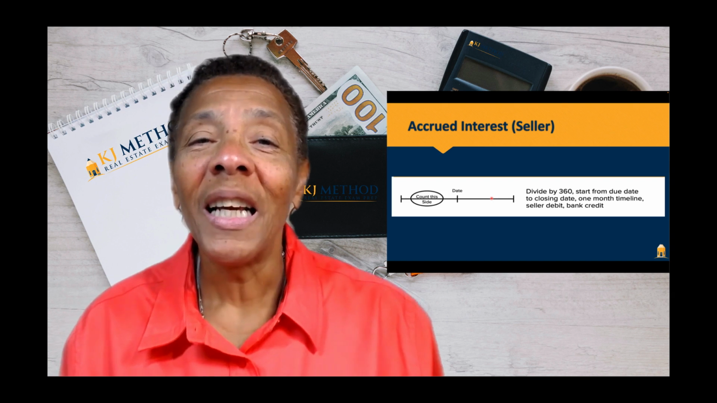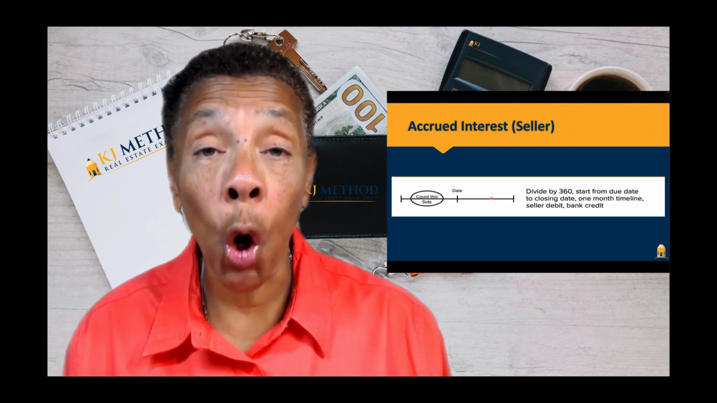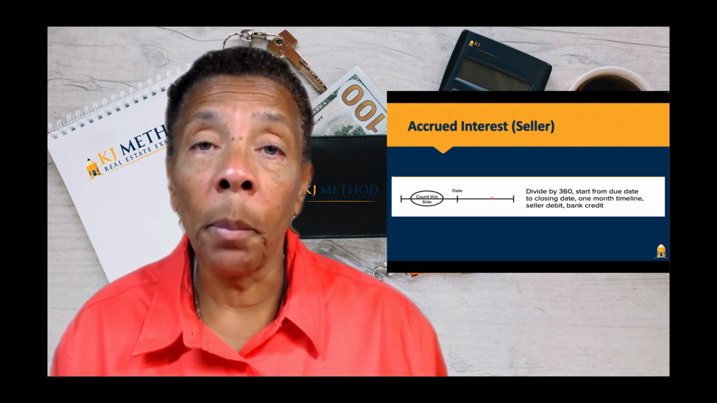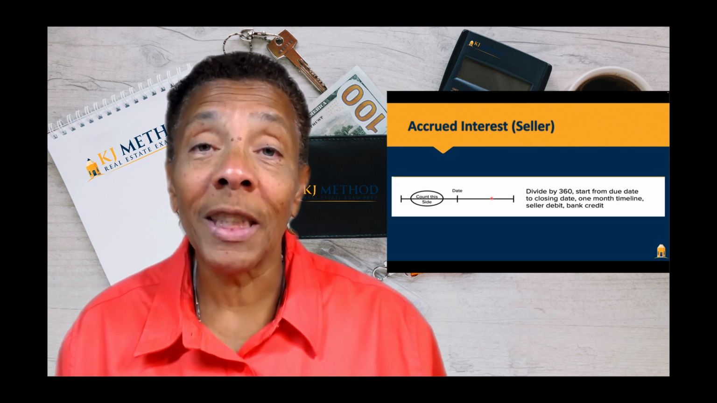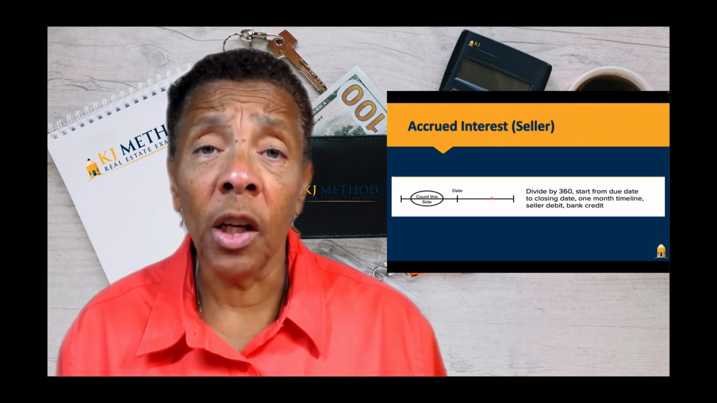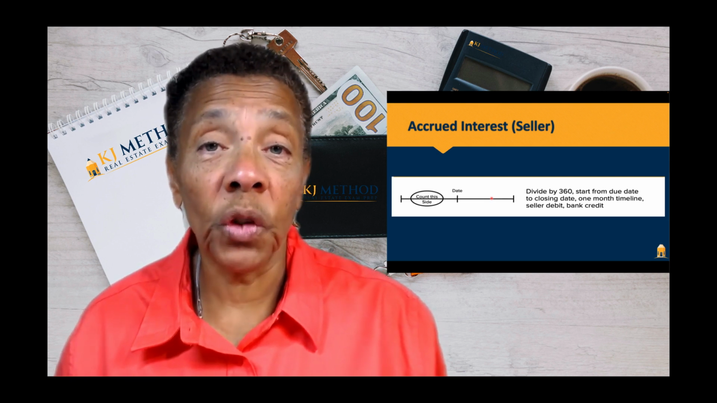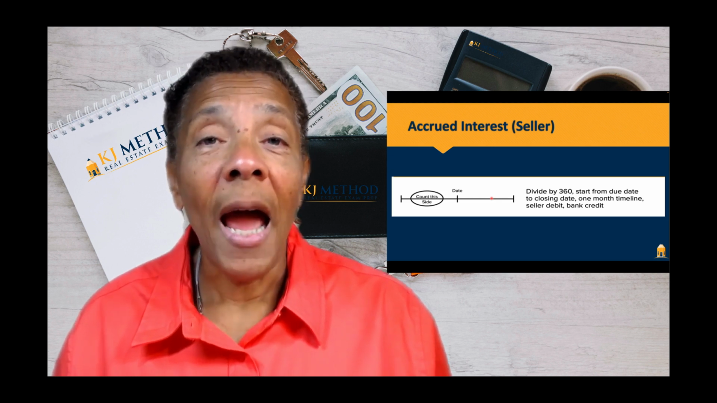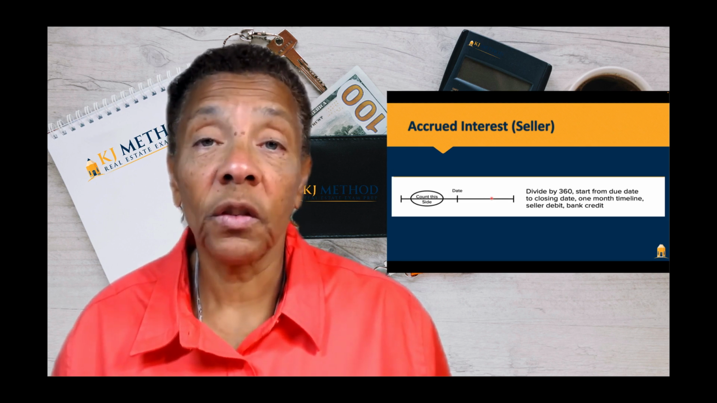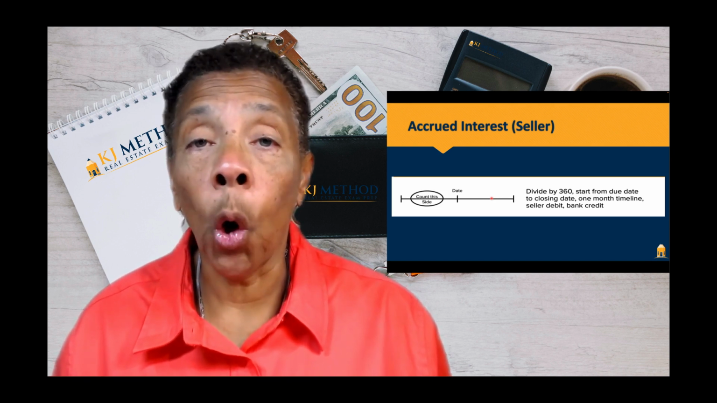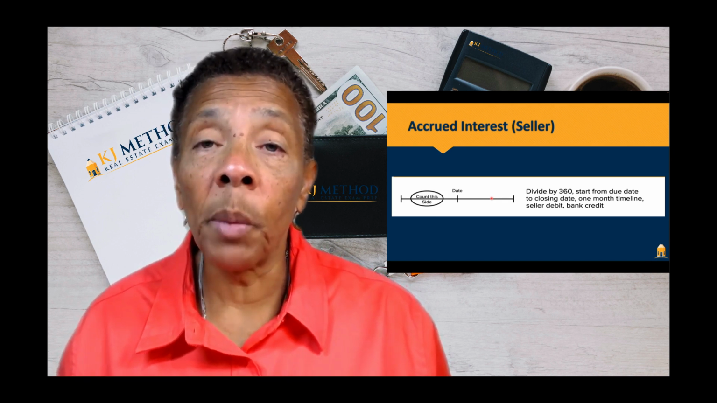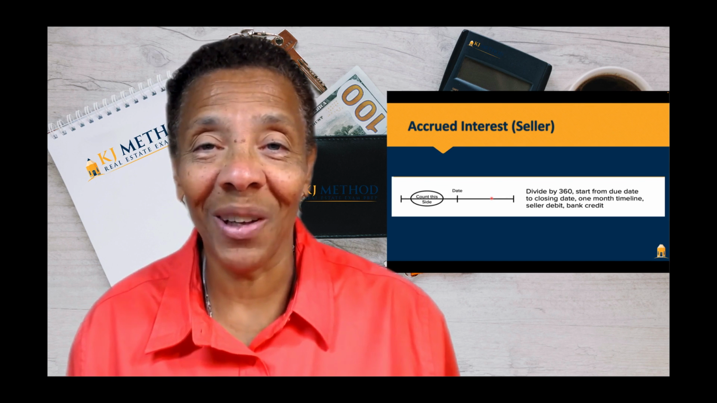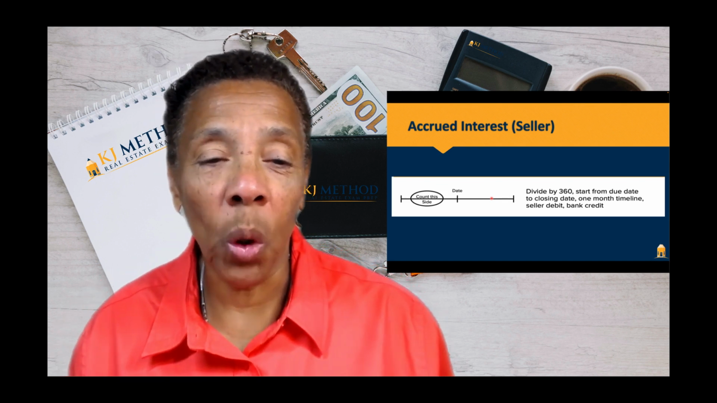The next one is accrued interest. Accrued interest is always the seller. Always the seller. These are fairly easy to do, but you want to make sure that you remember the accrued interest is the left-hand side, and it goes from the due date to the closing date. So for example, if it was June 1st to June 30th, and the closing was June 10th, 10 days, June 1st to June 10th. We always count from the due date to the closing date. Remember that the seller always has accrued interest. There's never a day of the month that the seller doesn't have accrued interest, even if it is one day.